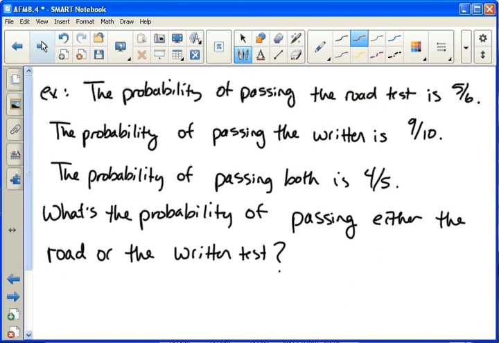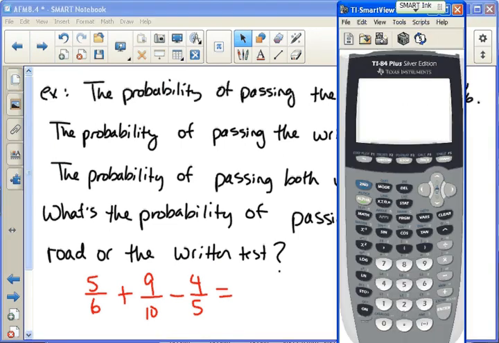So first we figure out the probability of them individually. The probability of the road test is 5 out of 6, plus the probability of the written test is 9 out of 10. But we have to subtract the probability of them happening together. So minus 4/5. I'm going to let the calculator help me out on this one. So 5 out of 6 plus 9 out of 10 minus 4 out of 5. So the probability of passing one or the other is 14 out of 15.